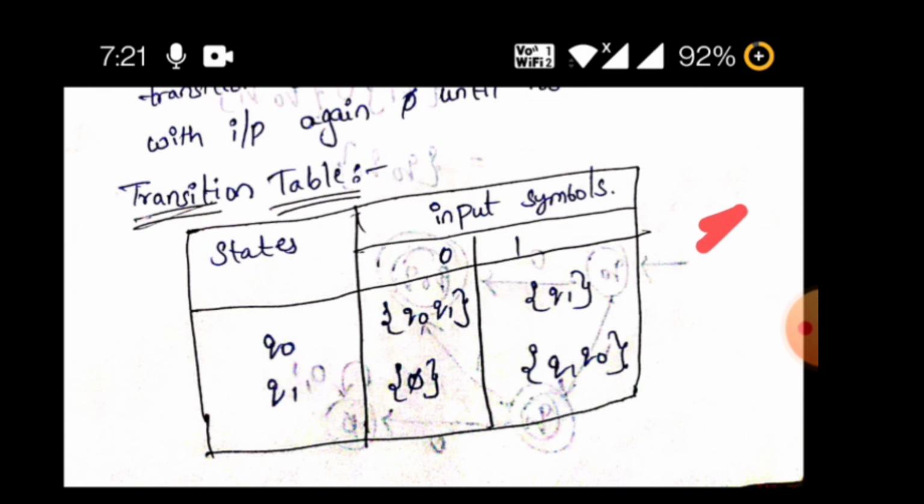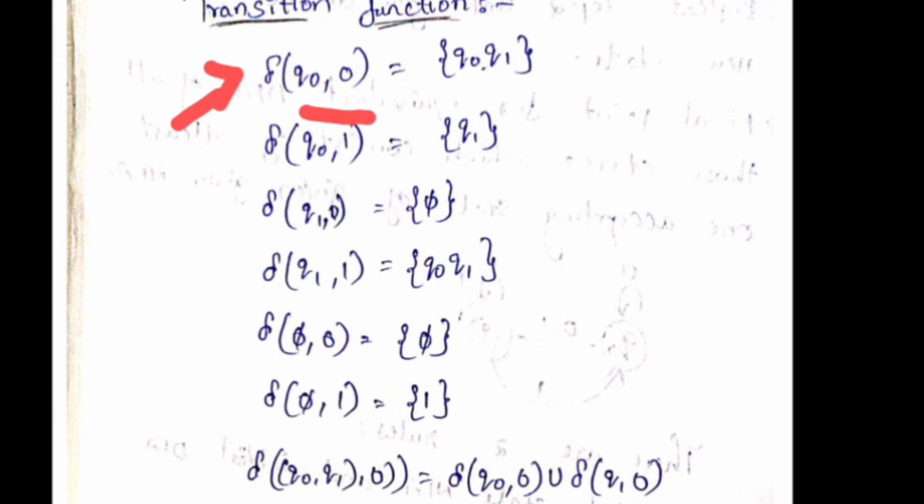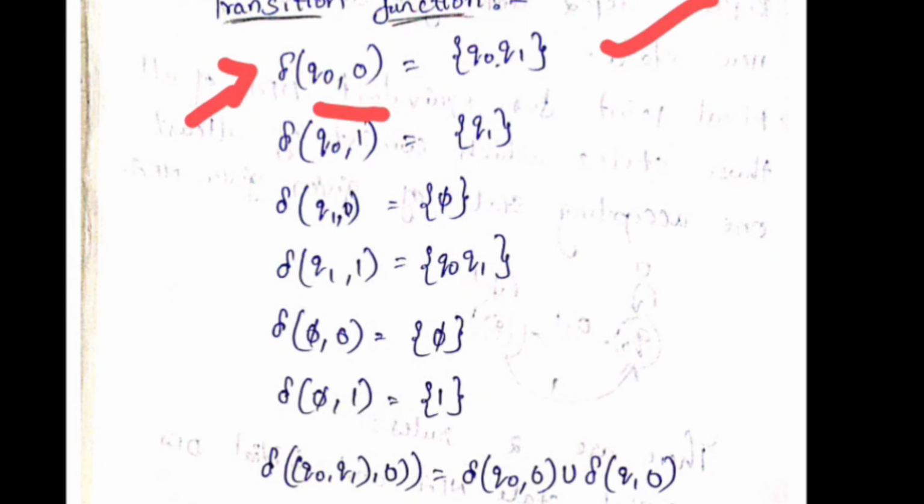Here first you need to take Q0 with the input symbols 0 and 1. Delta Q0 comma 0 moves towards Q0 and Q1, so delta Q0 comma 0 is equal to Q0, Q1. This is our first transition. Next, Q0 with the input symbol 1 moves towards Q1. So delta Q0 comma 1 is equal to Q1.